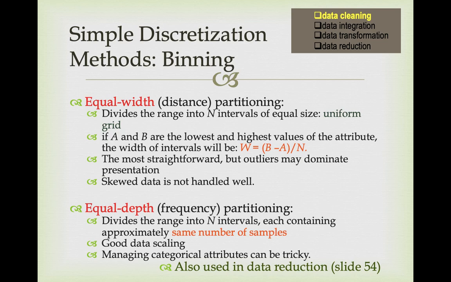Okay. For equal depth, or what we call frequency partitioning, it divides the range into N intervals, each containing approximately the same number of samples. It's good for data scaling and can also manage categorical attributes, but it can be tricky. As mentioned here, it is also used in data reduction, slide 54. You can review slide 54.